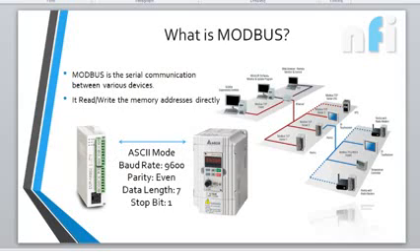So how will these devices communicate? By several parameters: ASCII mode, baud rate, parity, data length, and stop bit. These parameters need to be the same in both devices. If the baud rate is 9600 in this drive, it should be the same in the PLC. Parity should be the same, data length should be the same. So we have to configure the devices with matching parameters, and only then can they communicate with each other. Just like two people can communicate if they know the same language, otherwise it's quite difficult. This is the language they use to communicate. So that is Modbus.